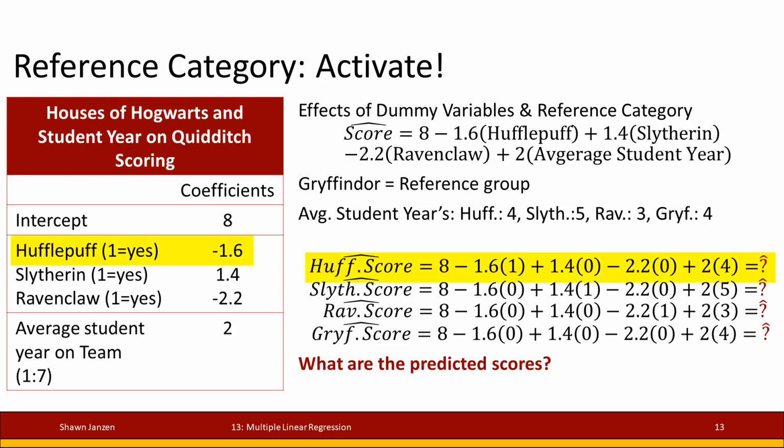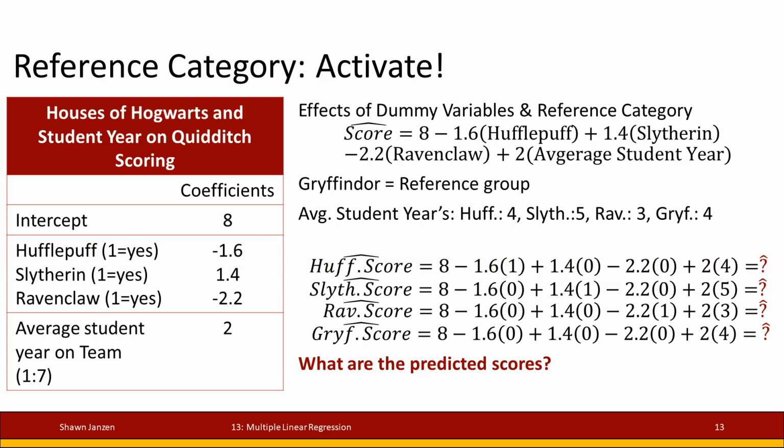Looking at Hufflepuff, it's going to have the 8 as the y-intercept, minus 1.6 times 1, because this is the house for the Hufflepuff. Slytherins will be 0, and Ravenclaws will be 0, because those indicators, those light switches, are down, showing that they are not part of the Slytherin or Ravenclaw houses. And Gryffindors are not going to be modeled in this particular regression equation, so we don't have to worry about that. The Hufflepuffs had an average of 4 years, so that's where they're at.